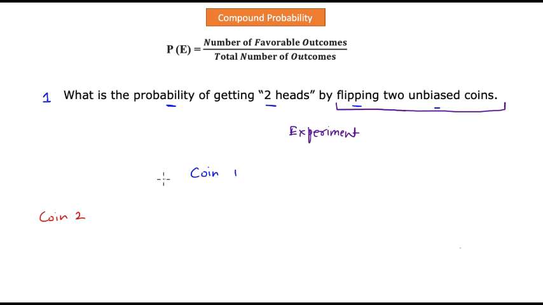Well, if you think about this, the coin 1, when you flip it, will result in one of these outcomes. Either you will get a head or a tail. Likewise, you will get either a head or a tail as the result of flipping coin 2, right?